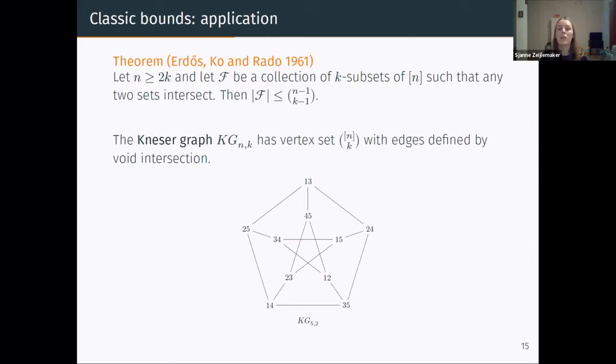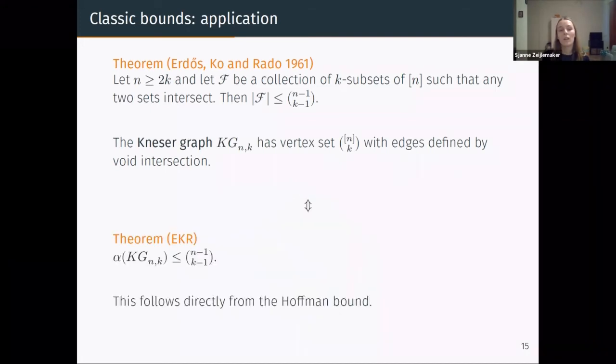And using the ratio bounds, we can also prove this with graphs. So a Kneser graph is a graph where the vertex sets are subsets of some larger set and the edges are defined by void intersection. And we can restate this, therefore, as the Erdős–Ko–Rado theorem. So we're essentially looking for the largest independent sets of this Kneser graph. So if we apply the Hoffman bound to the graph with its eigenvalues, you see that exactly this Erdős–Ko–Rado theorem will come out.